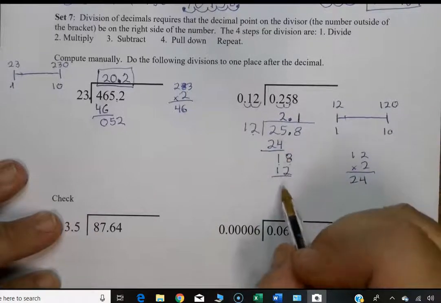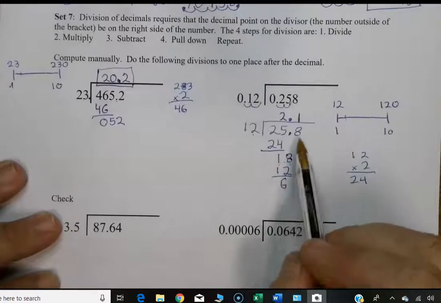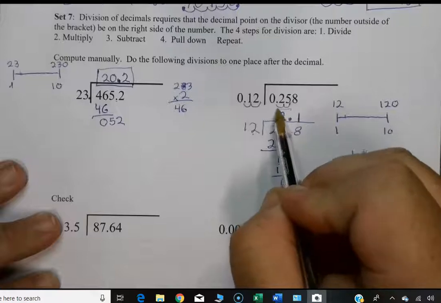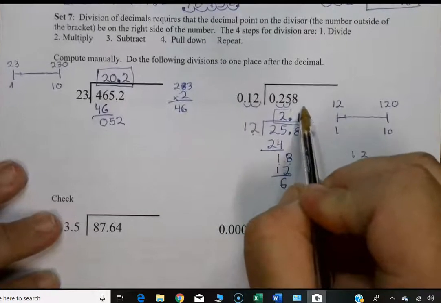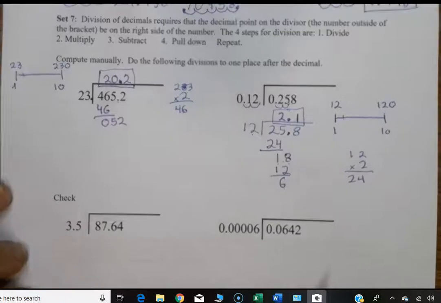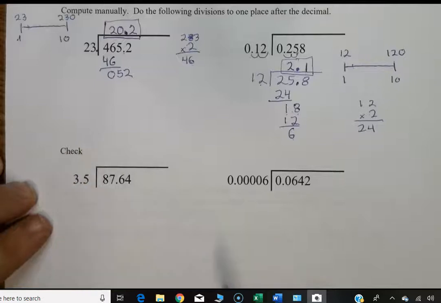Now you do a subtraction. You get 6. 6 is smaller than 12. That means that this number is not too small. Okay, but we have one place after the decimal, so now that we've verified 1 is correct, we don't have to do anything further. Okay? All right, this is a check problem. I'll let you do that one on your own.